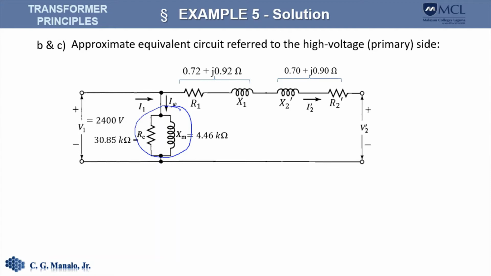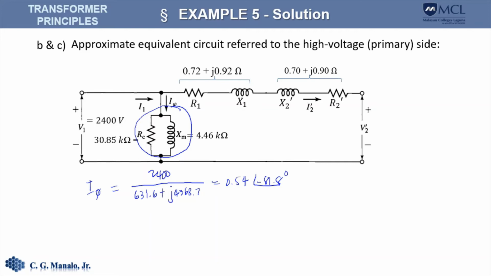and that means the exciting current can easily be determined, and that is 2400 divided by the parallel combination of R sub C and X sub M, which is this impedance, and that will give us an answer of 0.54 at an angle of minus 81.8 degrees, which is roughly the same as what we got in the previous problem.